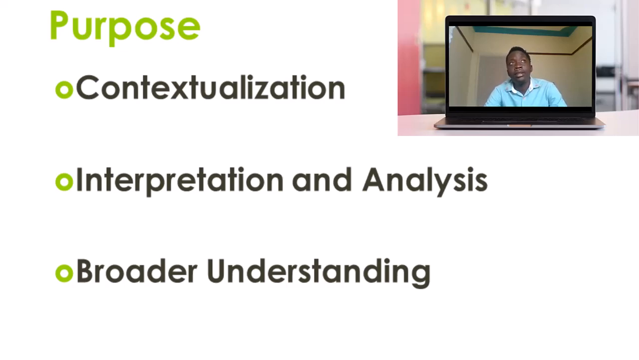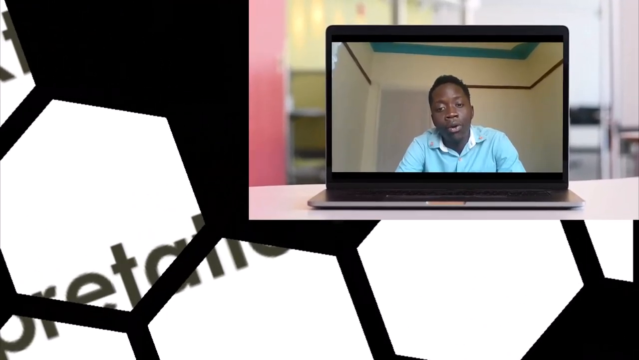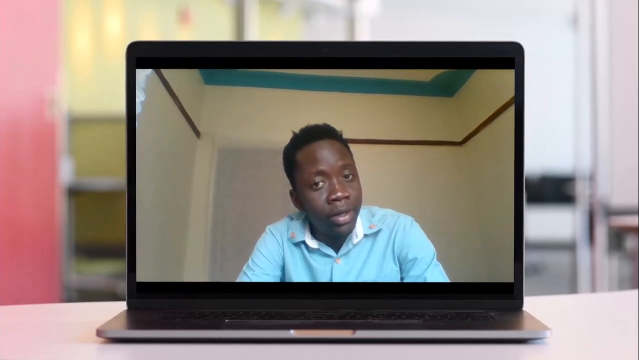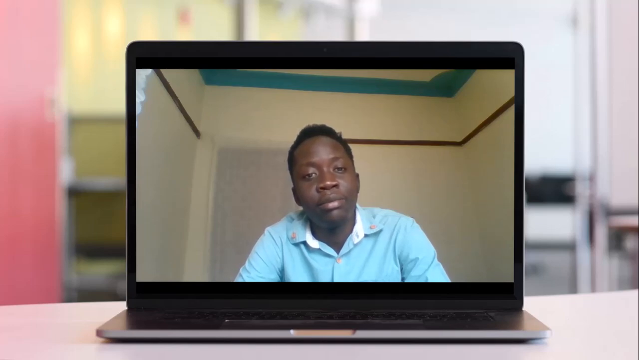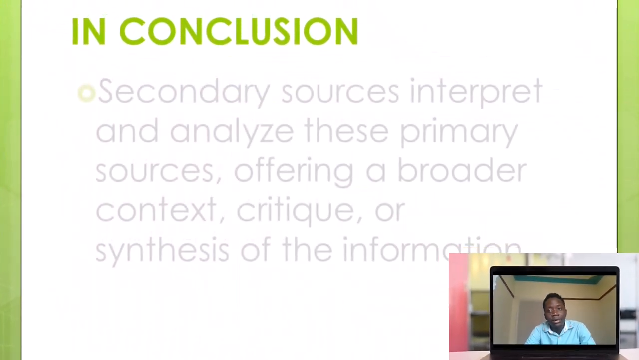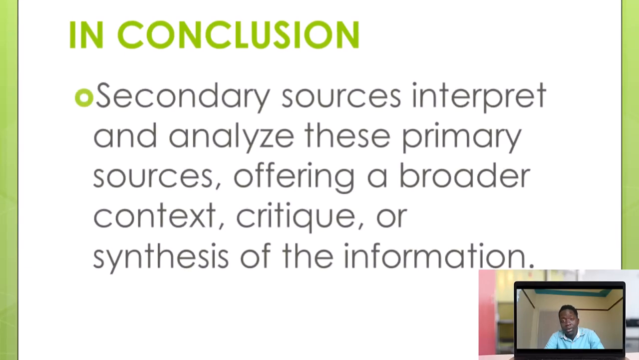So it is the secondary source that gives us a lot of information on the primary sources of information. It gives us more information so that it broadens our understanding. So in conclusion, we say that secondary sources interpret and analyze these primary sources, offering a broader context, critique, or synthesis of the information. You get a lot of information from the secondary source compared to the primary source.